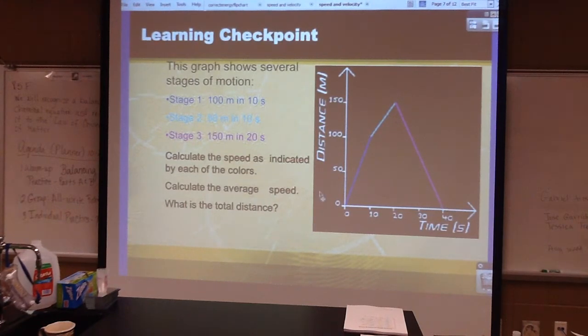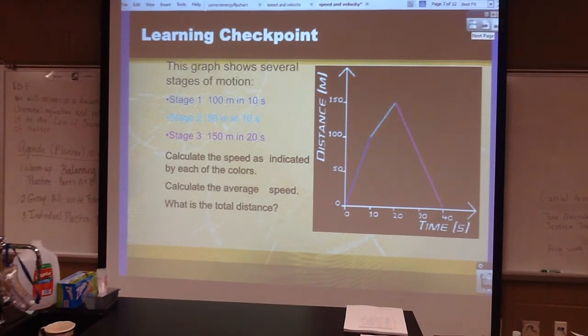What I'd like for you to do is, using the speed formula, distance divided by time, calculate the speed as indicated by each of the colors. So you'll have a speed for stage 1, stage 2, and stage 3. And then you're going to calculate the average speed and tell me what the total distance is. So go ahead and pause the video now, and in your notes do these calculations.